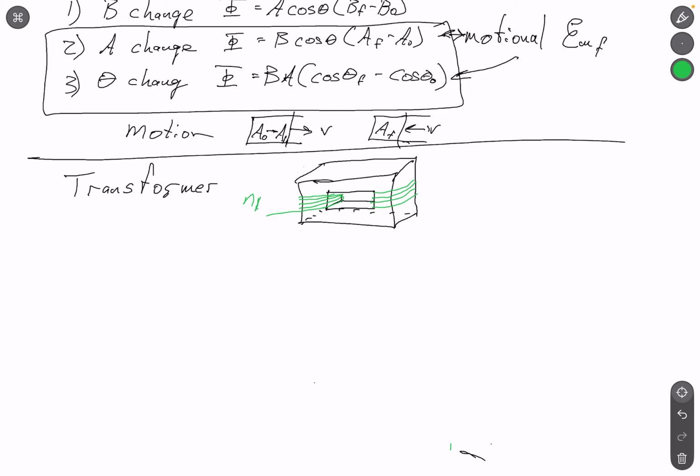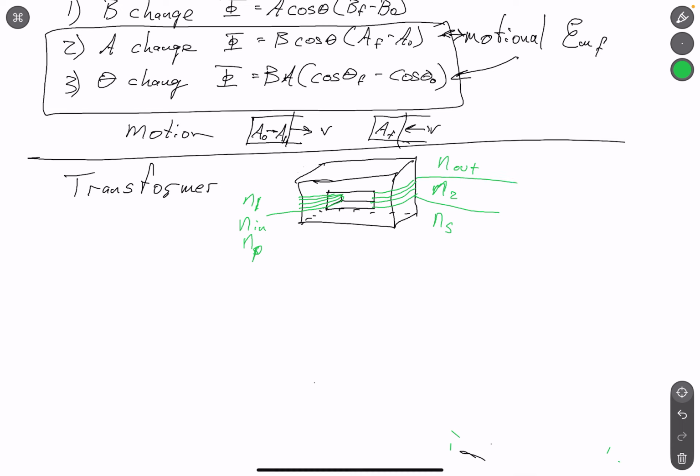So our N for the windings, do we want to call it N1? We could call this N2. This could be the primary, and this is your secondary. However you want to think about it. You could call it in, and you could call it out. However you want to do this, okay?